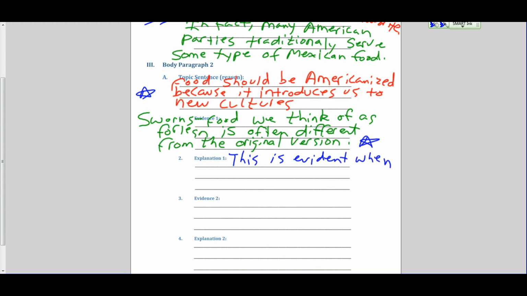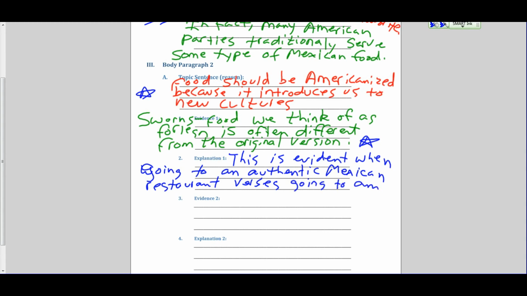When going to an authentic Mexican restaurant, versus going to Taco Bell, or versus going to an Americanized Mexican restaurant, like Taco Bell.